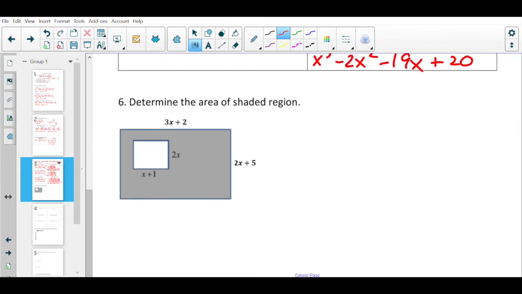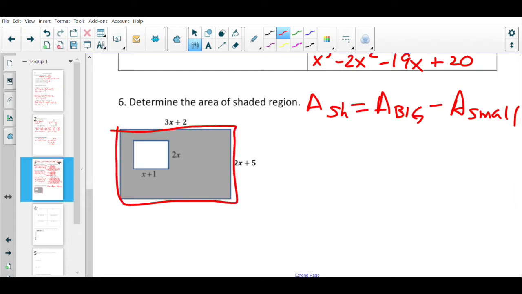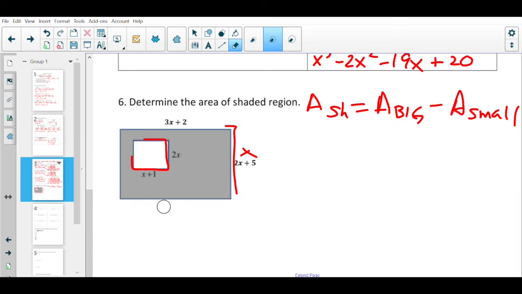Alright, everyone's favorite problem. Determine the area of the shaded region. So let's look at a formula overall. We can say area of the shaded region equals area of the big rectangle minus area of the small. The area of the big rectangle is this big boy right here with sides of 3x plus 2 and sides of 2x plus 5. Area of the small rectangle is this little guy right here where the sides are 2x and x plus 1. Okay? So let's see how we do this problem.